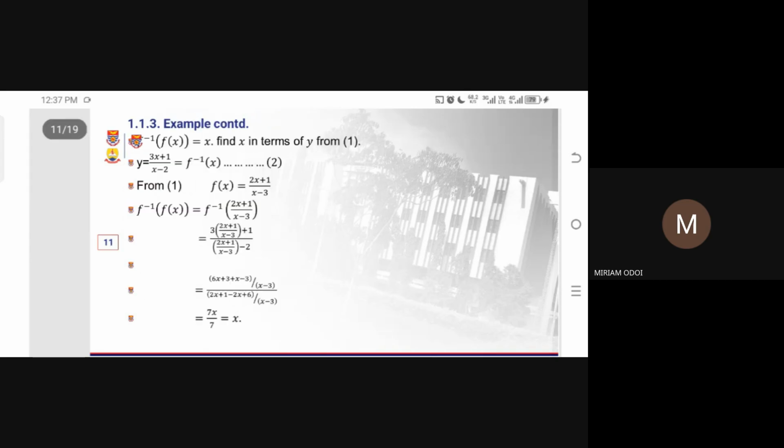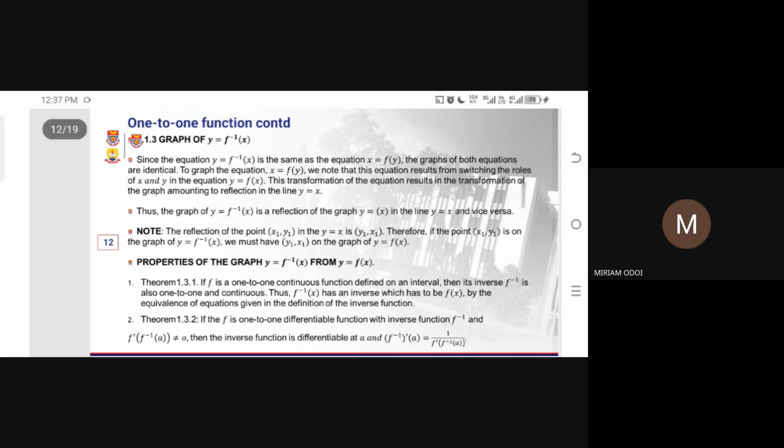Yes, madam. All right. So when you solve the B, we did the B, the C I've guided you through. That one, if you do it very well, we are also going to get 7 over 7, which will give you x. So any of them is correct.